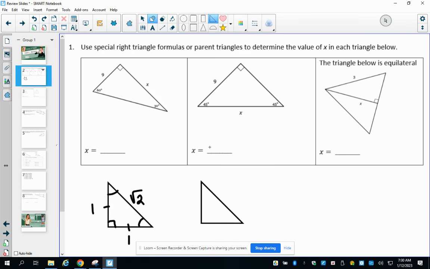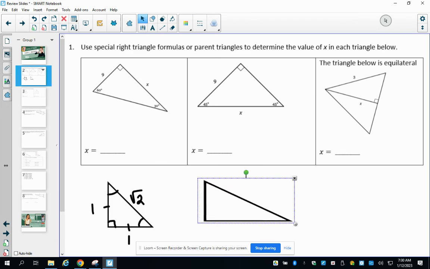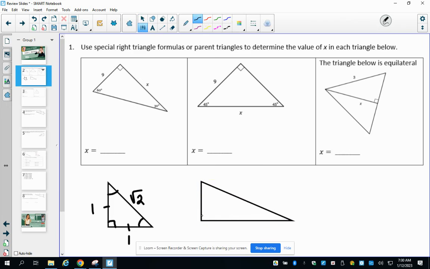Then for our 30, 60, 90 triangle, so we have a right triangle. We have our smaller angle being 30 degrees, our larger angle being 60 degrees. Across from the 30-degree angle has a side length of 1. Across from the 60 has a side length of square root 3. And then the hypotenuse is 2. So every 30, 60, 90 triangle is going to be similar to this parent triangle.